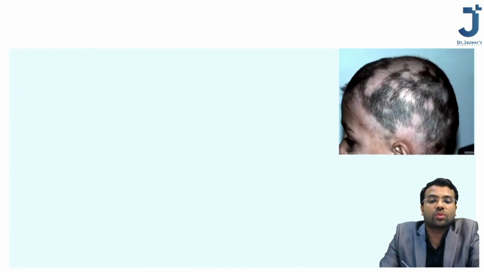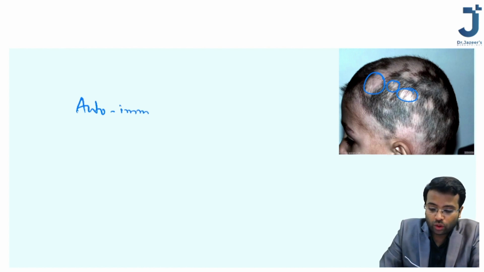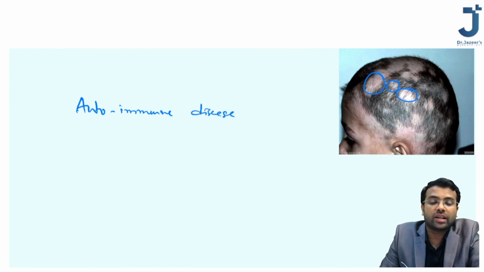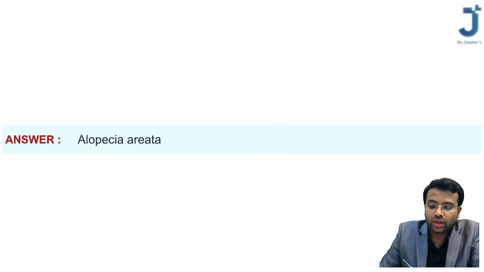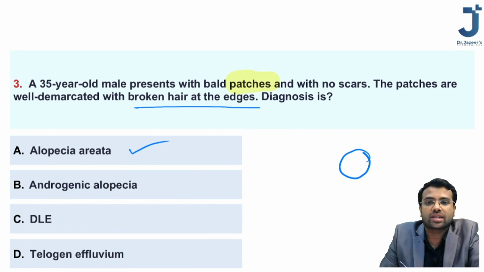So this is one of the images that shows multiple patchy hair loss in this patient. So alopecia areata, as all of you know, is an autoimmune disease. Earlier in this MCQ, the question said there are some areas where there is going to be broken hair at the edges. So what is this?